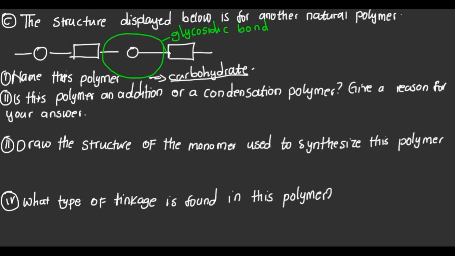Then let's look at Roman number 2. Is this polymer an addition or a condensation polymer? Give a reason for your answer. So this is a condensation polymer. The best way for you to remember: all natural polymers are made by condensation polymerization. The reason that we can use to defend our stance here is because during the formation of this polymer, water is also produced.